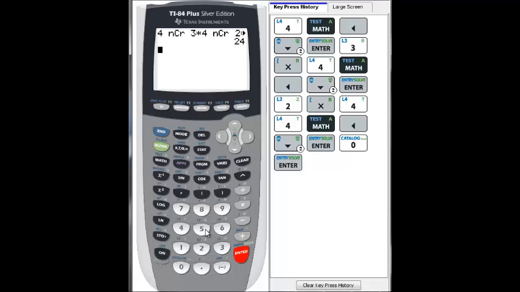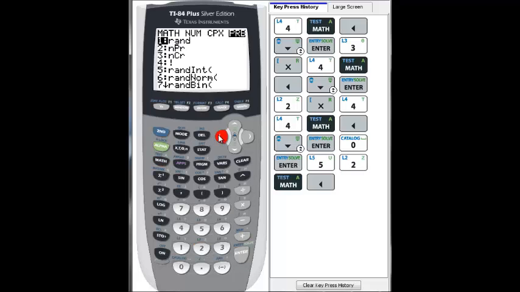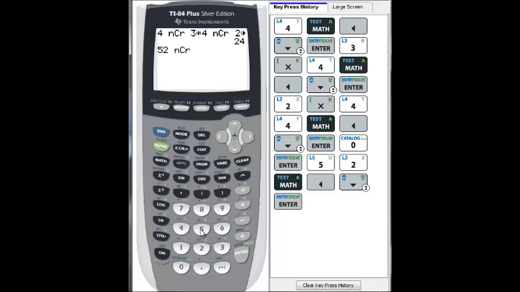For the denominator, we have 52 choose 5, so we're going to hit math, then probability, get our combination, arrow down, press enter, 52 choose 5, so we enter 5, and then enter again. And we get our 2,598,960. So our fraction is 24 over 2,598,960.